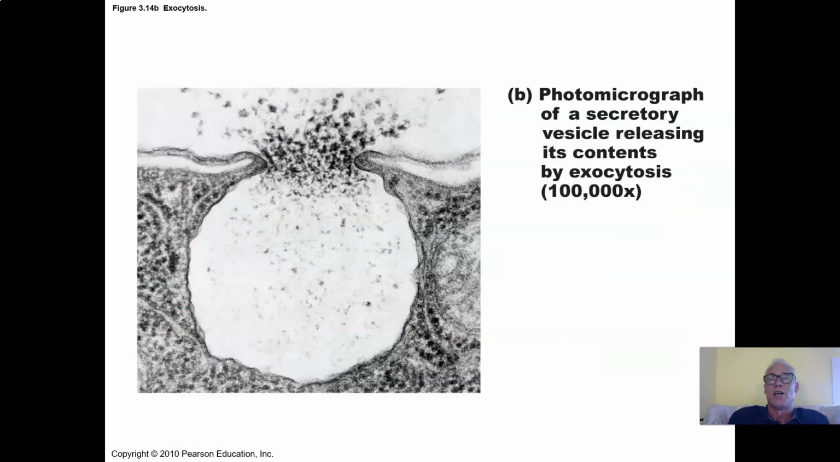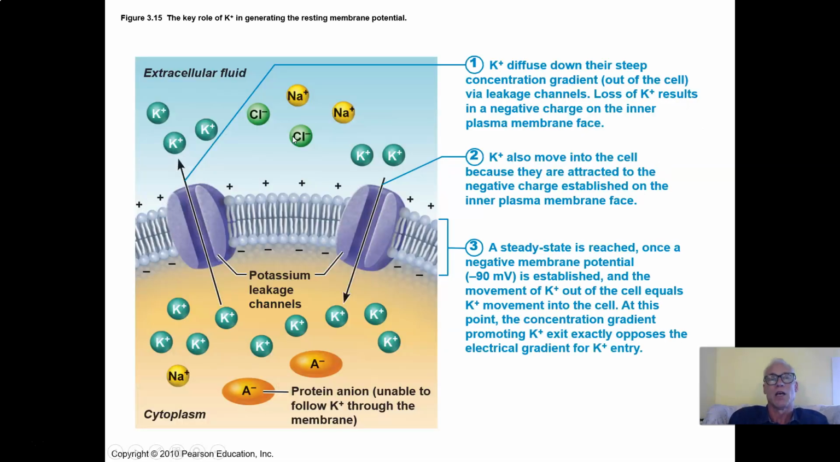So here's a nice electron micrograph showing a cell releasing some product that it's produced into the extracellular fluid by exocytosis. A very beautiful micrograph indeed. 100,000 times magnification. Electron microscopy is quite an amazing thing, that we can see things as small as these molecules that have been synthesized inside the cell that are now being released to the outside.